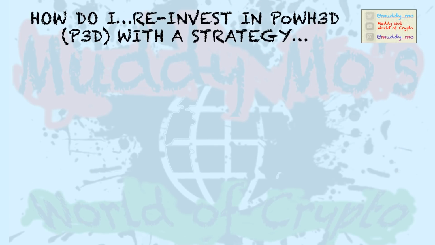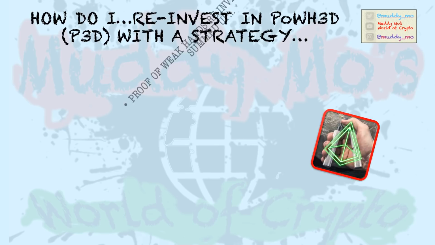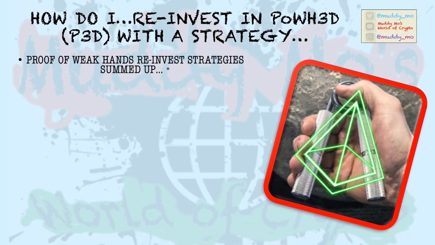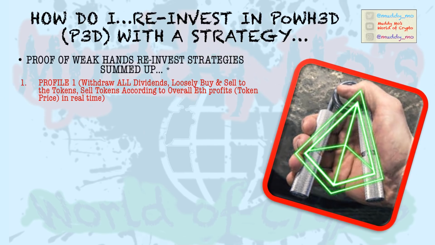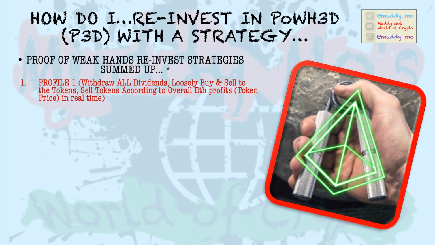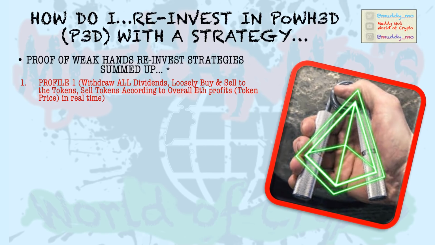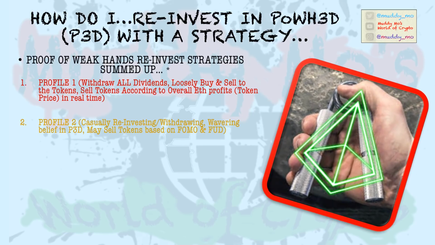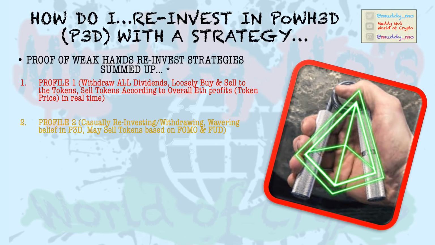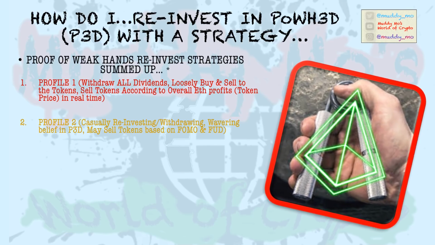All right, how do I reinvest in P3D with the strategy we talked about? Oh, let's sum this up. So we already talked about the 5 profile types of P3D, the 5 different types of people who are a part of P3D. The profile 1 type, the quick, shoot-from-the-hip type, the gambler type. They withdraw everything. They loosely buy and sell these tokens, selling tokens according to the ETH profits. They do all of that. Then we talked about profile 2, the ones that casually reinvest and withdraw.